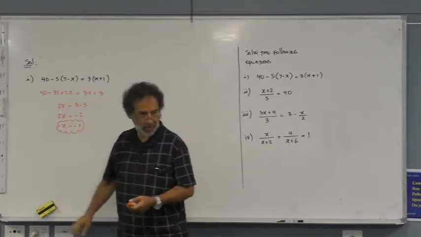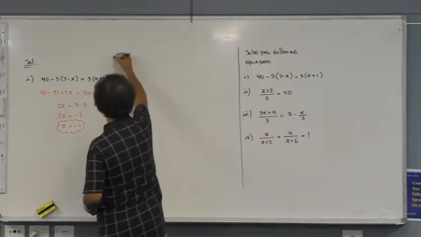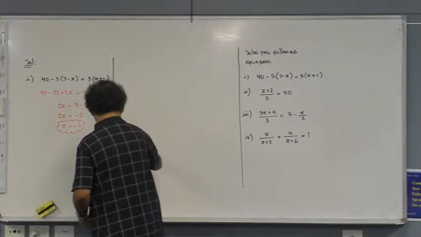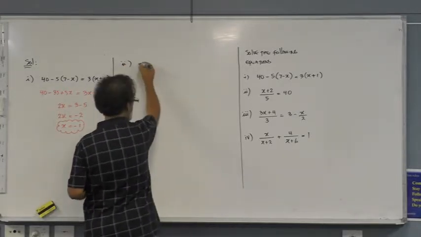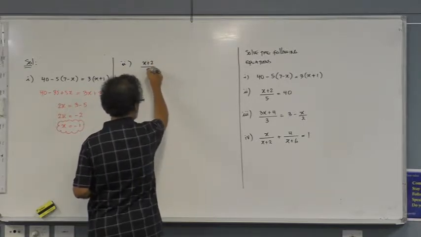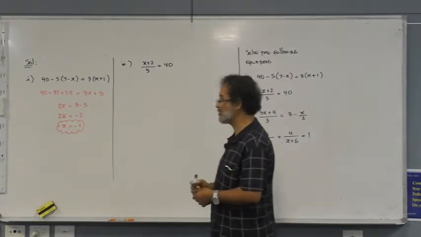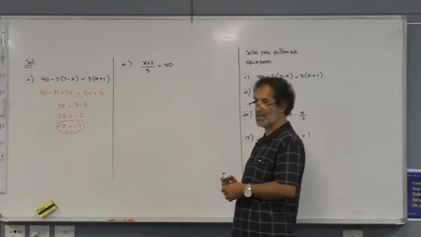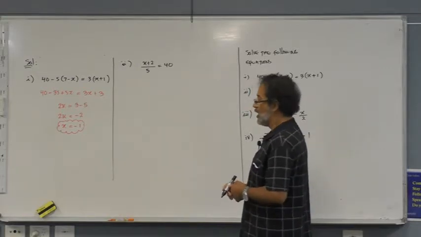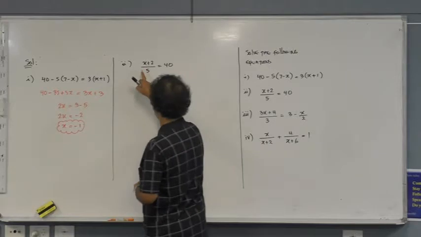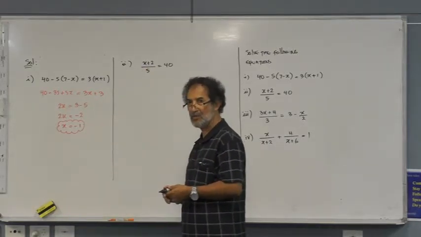The next equation is x plus 2 over 5 equals 40. I would say that solving this equation is much easier than the one that we just did, but just in case. We know that 5 is dividing x plus 2, so the only way that you're going to get rid of 5 is by multiplication.